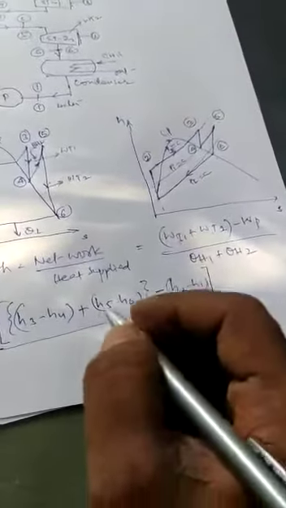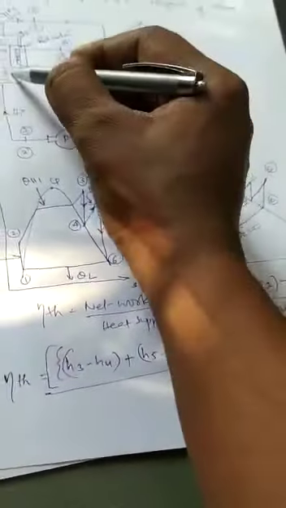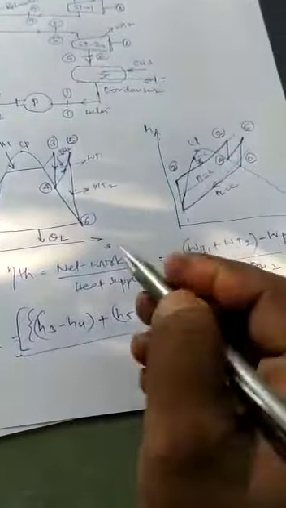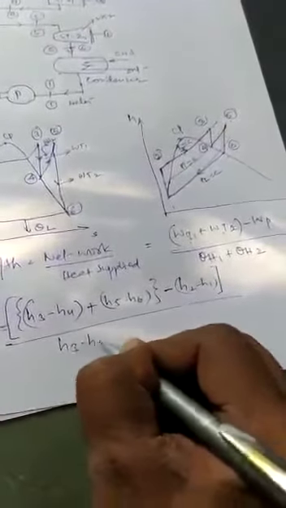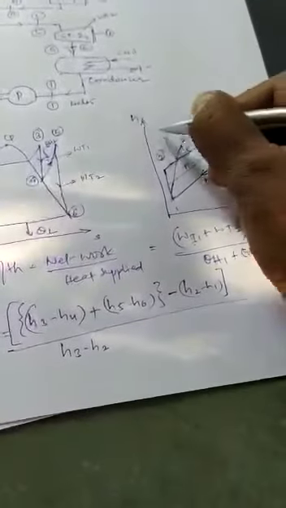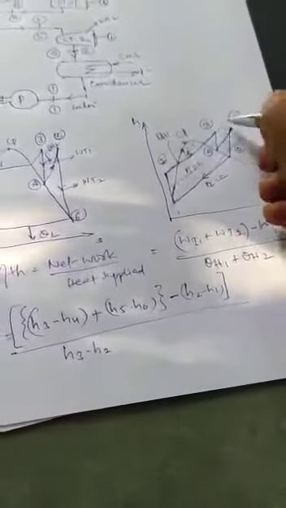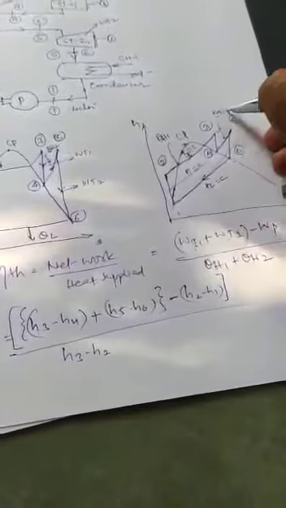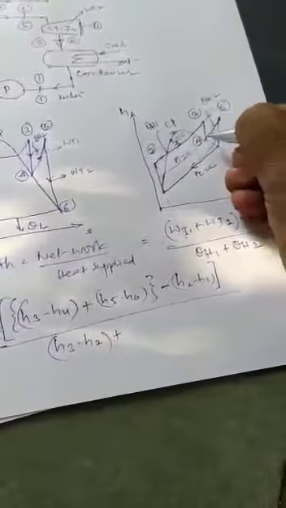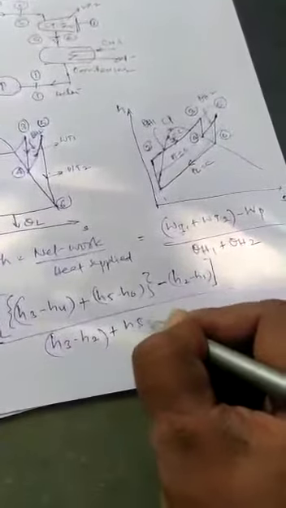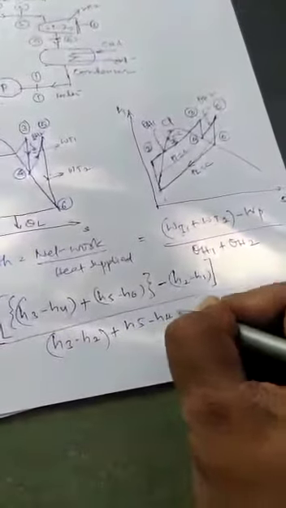And amount of heat supplied. First is heat supplied inside the boiler, then the reheater. Inside the boiler, that is H3 minus H2. Here the first amount QH1 of heat supplied. Here the second QH2 value, plus H5 minus H4.